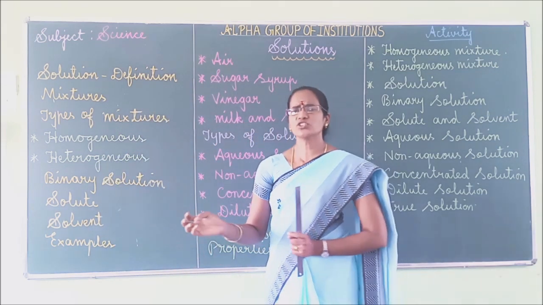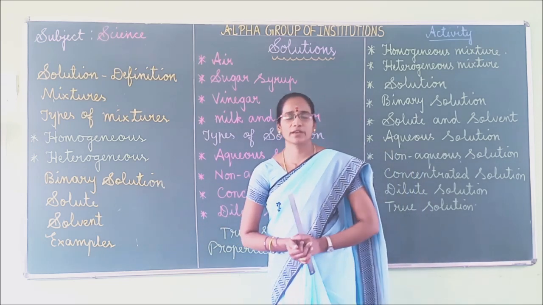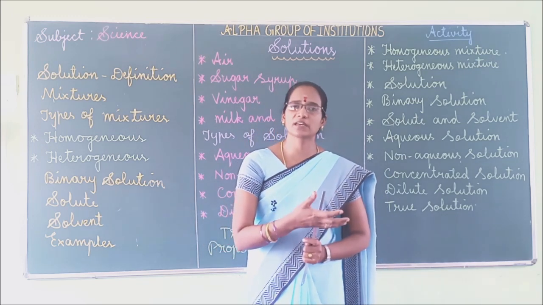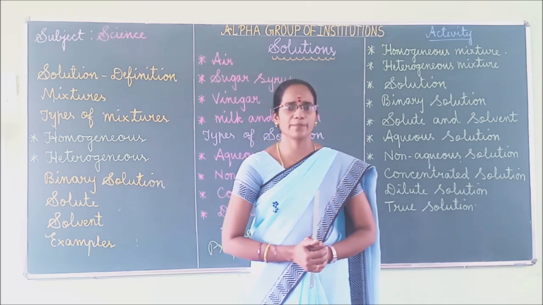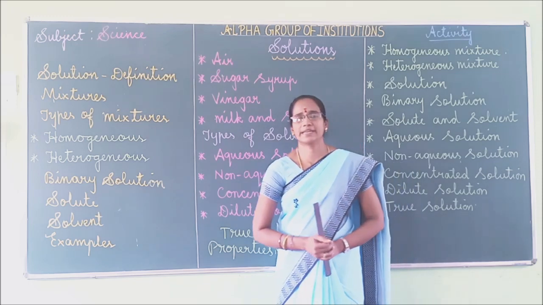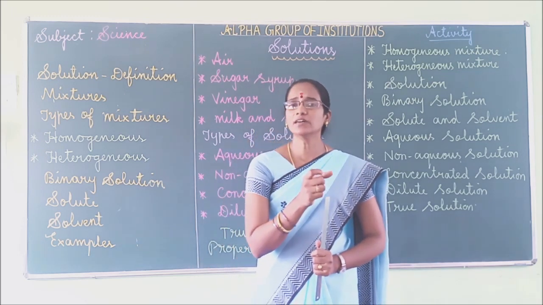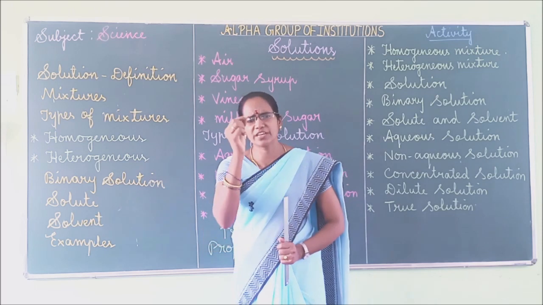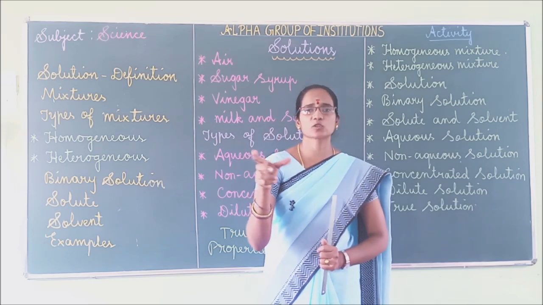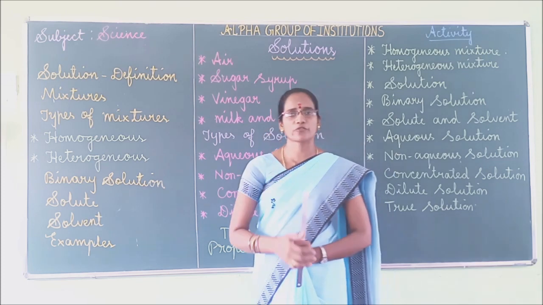Second one, a solution can be always transparent in nature. It may be either colored or otherwise colorless. Okay. Next one, we cannot see the particles of solution with naked eyes or with the help of an ordinary microscope. It is very small. We cannot see by naked eyes or with an ordinary microscope. With the help of a special type of microscope only we can observe the particle size of the solution.